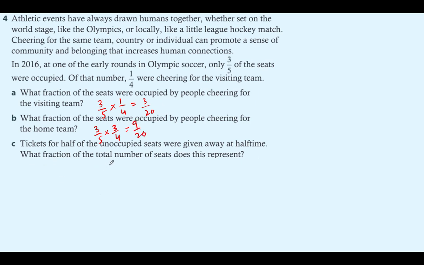So tickets for half of the unoccupied seats. So we know that if 3 out of 5 are occupied, it means 2 out of 5 are unoccupied. So tickets for half of the unoccupied seats were given away at half time. So what fraction of the total number of seats does this represent? So half of this. So we will just multiply this by half. So 2 and 2 cancel, so it's 1 over 5, and we can simply say that half of 2 out of 5 is 1 out of 5.